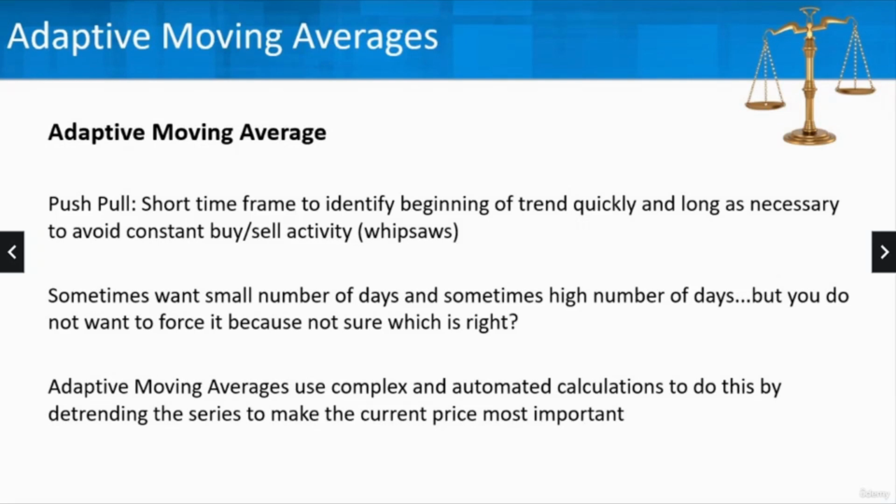So adaptive moving averages use complex, automated calculations to do this by detrending the series to make the current price most important. So it's not so much weighting as it's actually detrending, whether it's an up or downtrend. It's actually adjusting the trend in the series of numbers that it's doing with an adaptive moving average. So there's some complexity behind that.